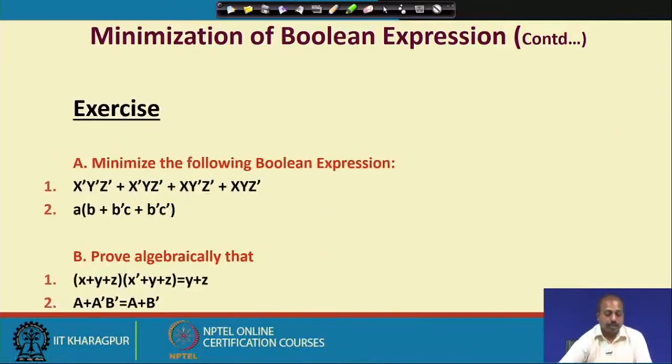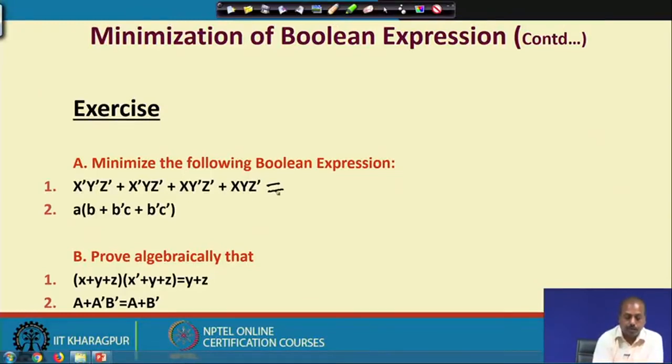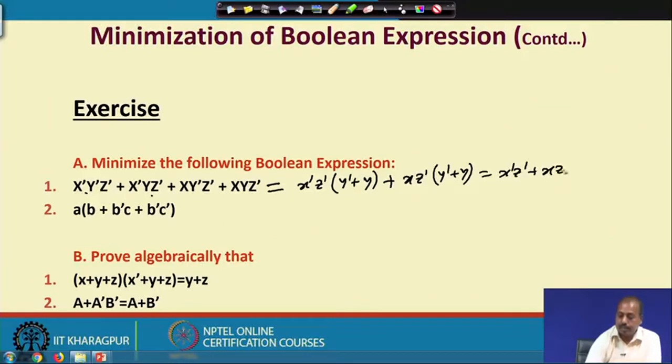Okay. So, we can do some exercise. This is say x bar y bar z plus this thing. If you want to do this, between the first two terms I can take x bar z bar common and inside is y bar plus y. Similarly, from the second two terms I can take x z bar common and I get y bar plus y. That boils down to x bar z bar plus x z bar, and again between these two terms you can take z bar common. You can write it as x plus x bar into z bar. So, x plus x bar evaluates to 1. So, 1 into z bar is equal to z bar.